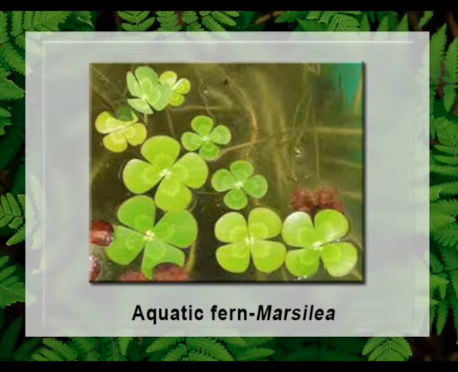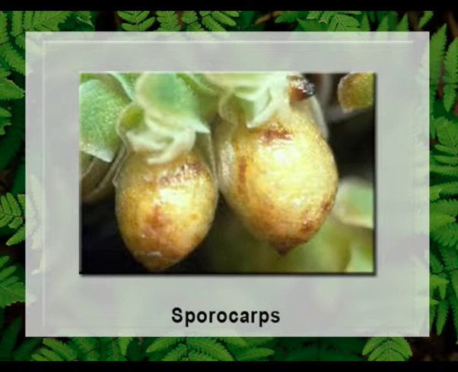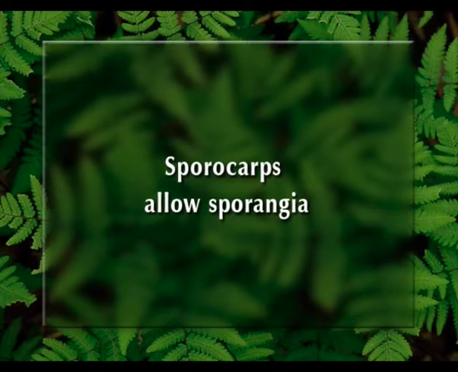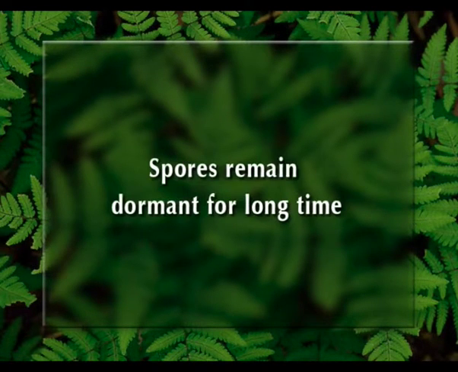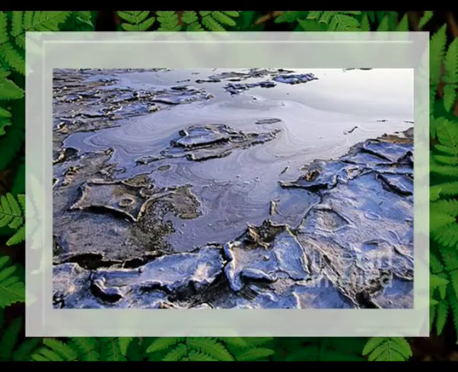All the aquatic ferns are heterosporous. The reproductive structures here are complex and generally organized into a spherical structure called sporocarps. The sporocarps allow the sporangia and spores to remain dormant for long periods of time, an adaptation which enables them to survive when the seasonal ponds dry up.